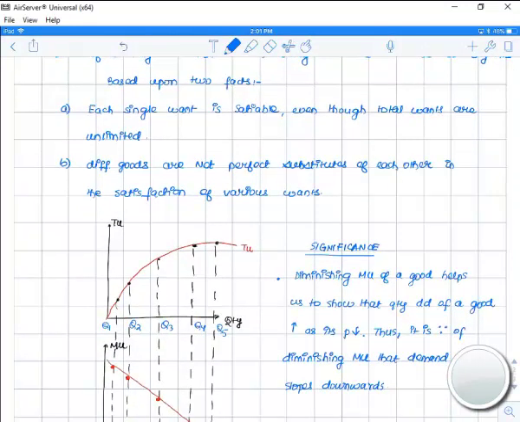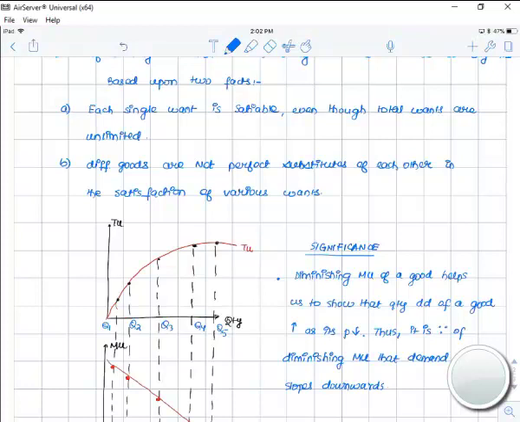This is important. The second thing which you also have to remember is that goods are not perfect substitutes of each other, right? Because if they were perfect substitutes, then the unit of the good could be devoted to the satisfaction of the other wants, and it could yield as much satisfaction as it did initially. So the marginal utility of that good would not fall in that case.